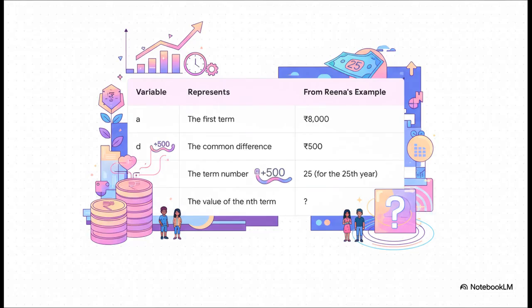So what does it all mean? Well, a is just the first term. In our example, Reena's starting salary of 8,000. d is the common difference, that 500 rupee raise. n is the number of the term we're looking for, like that 25th year. And a_n is the answer we want, the actual value of that 25th term.